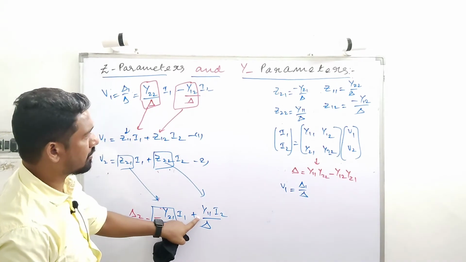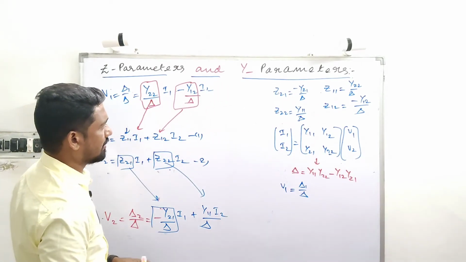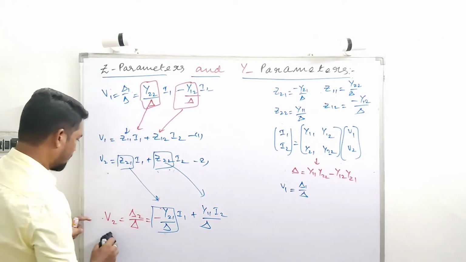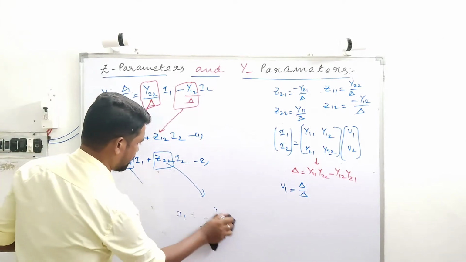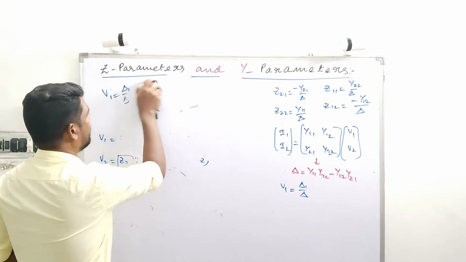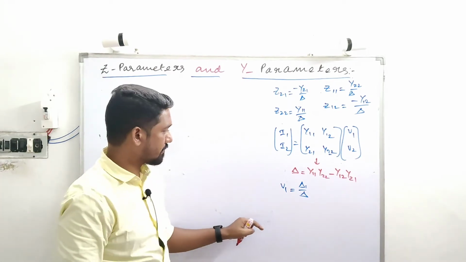z22, and did I go wrong? We have negative over here. That's it, guys. z21, z11, z22, and z12. On the other hand, it will be asked to go for the reverse engineering. It will be asked to derive the expression to evaluate y parameters in terms of z parameters, right?